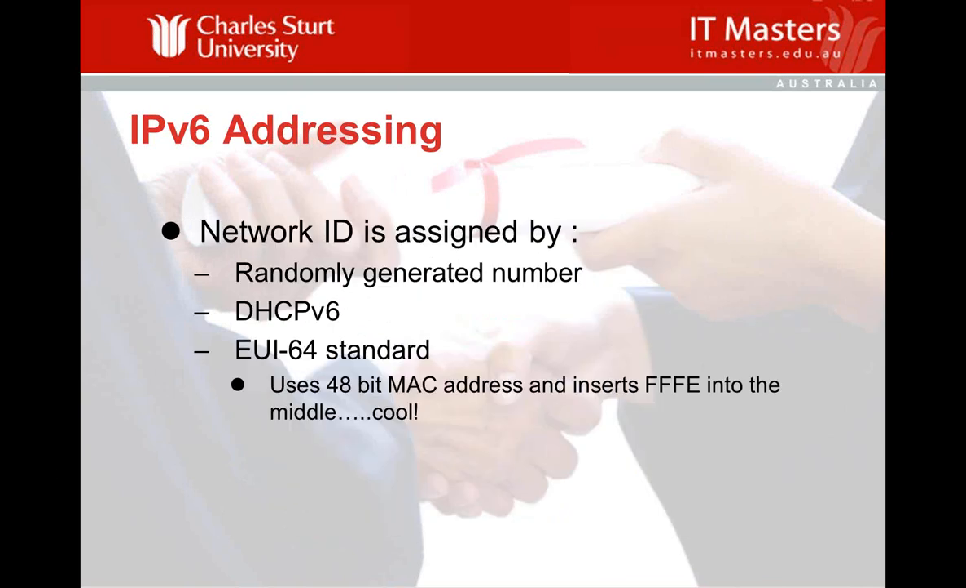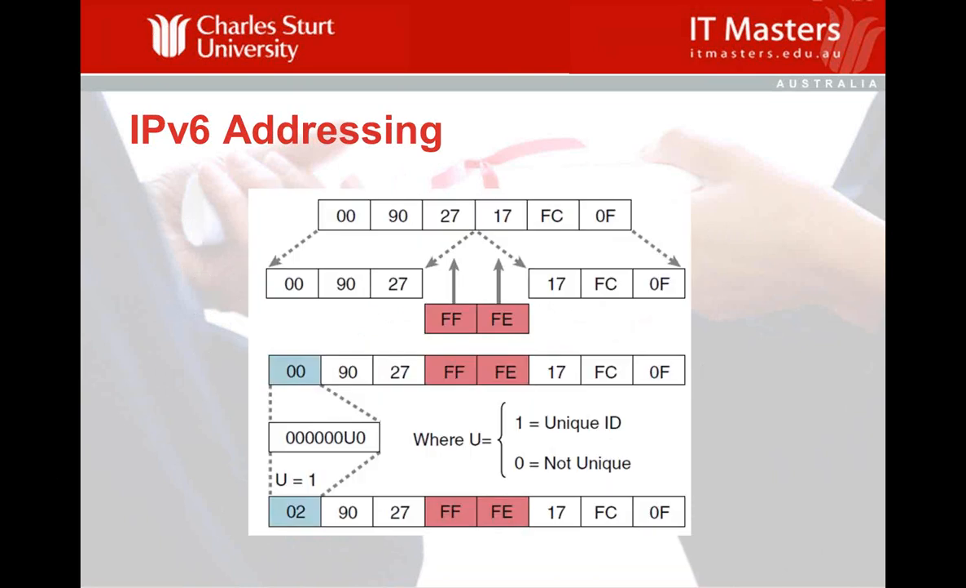So the EUI-64 standard uses 48-bit MAC addresses and inserts FFFE in the middle. So if your MAC address is 00902717FC0F, it splits it into two lots of three bytes and inserts FFFE into the middle. Okay? Excellent.